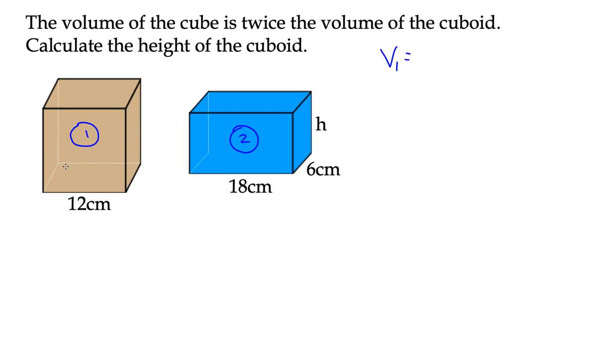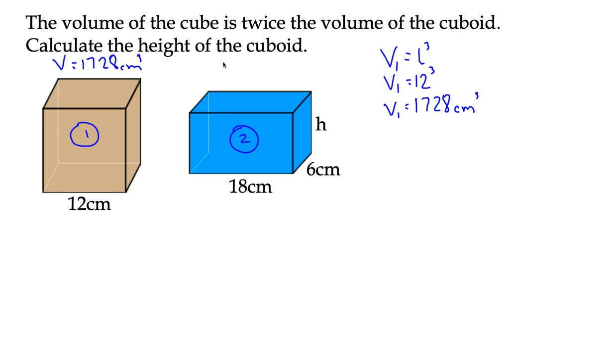So V1 is a cube, so I'm just going to go straight with L cubed. You could use L times B times H, that's fine. So V1 is 12 cubed, and according to my calculator, 12 times 12 times 12, or 12 cubed, is 1,728. So I'm going to write that in, 1728 cubic centimeters. And you could write that in somewhere, just to remind you, 1728.